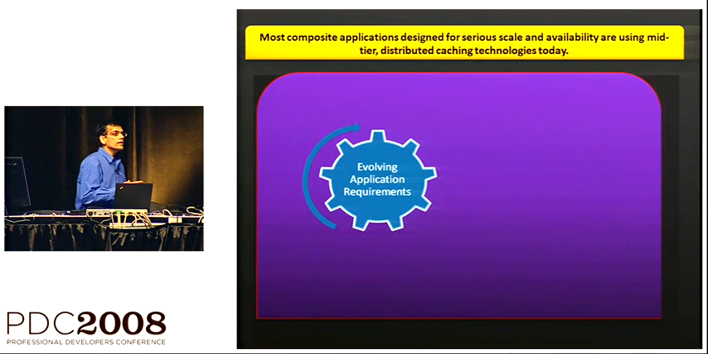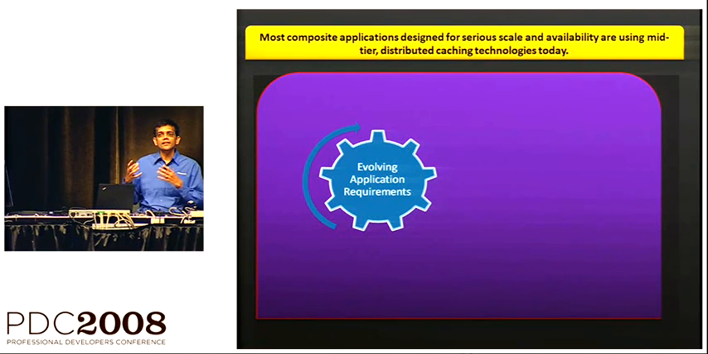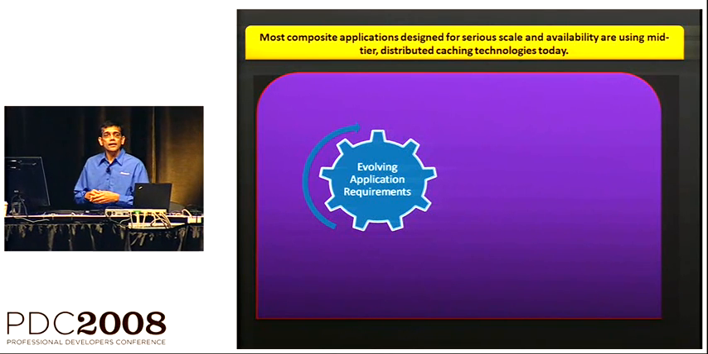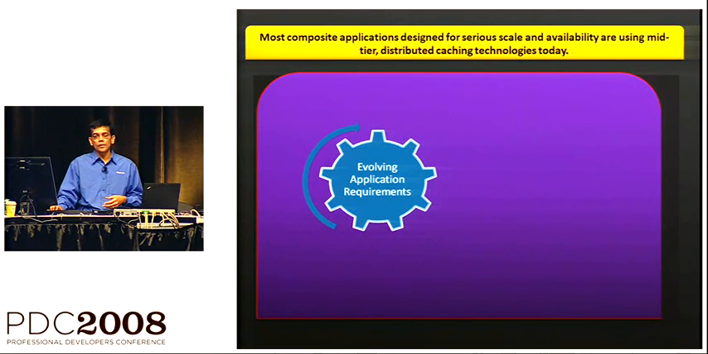And also, you want the applications to be always available. Even your intranet applications, you don't want them to be down, right? You want them to be always up and running. You want them to scale. So that's the evolving application requirements.